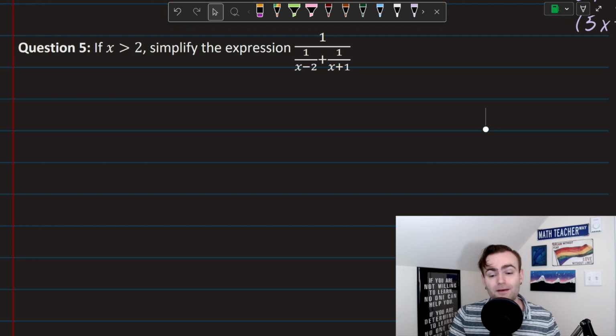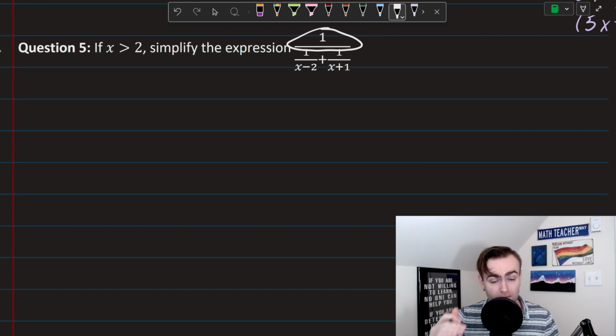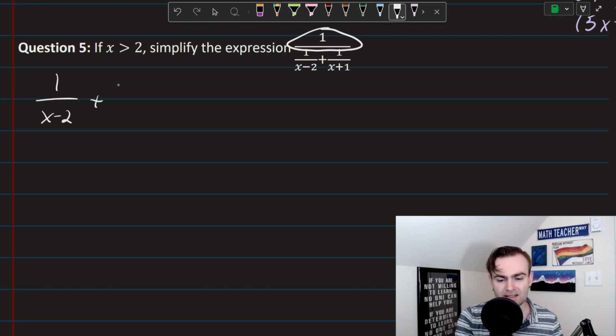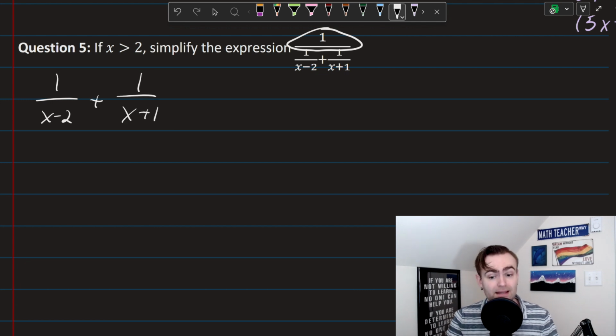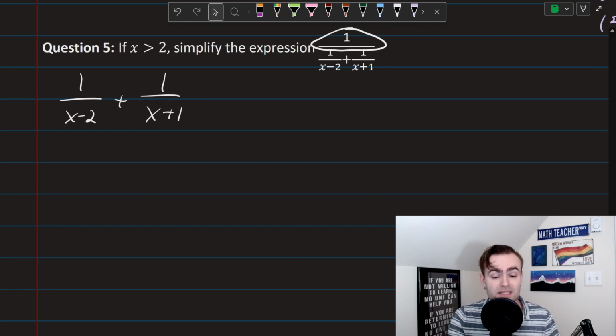The first thing that we're going to focus on is we are going to ignore this here. We're going to ignore the 1 and the division symbol in the numerator. We're just going to completely put that off to the side. What we are going to do is focus on the denominator, which is 1 over x minus 2 plus 1 over x plus 1. And we can simplify this very similarly to how we did it before.